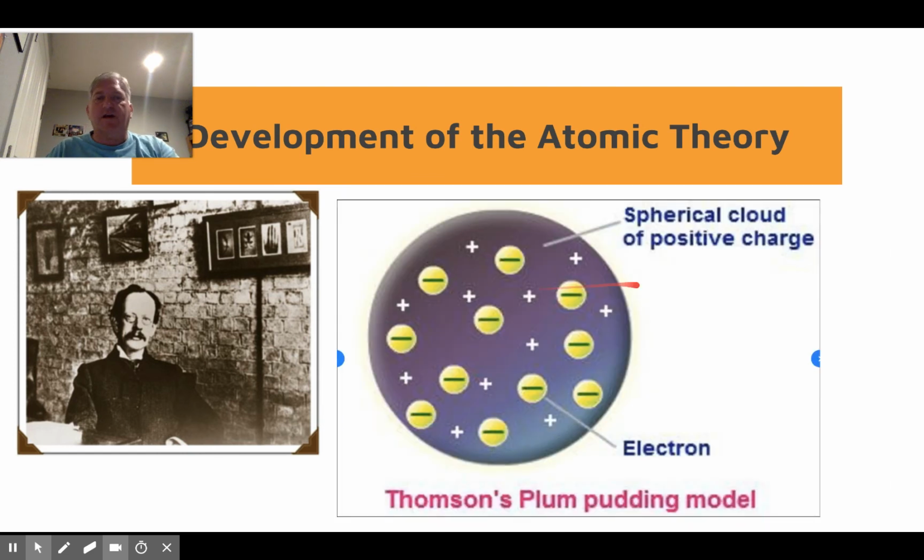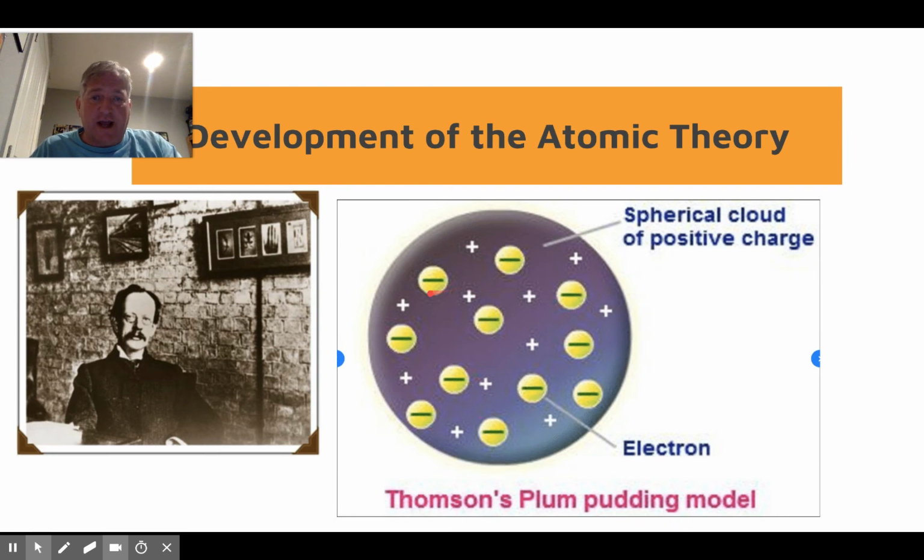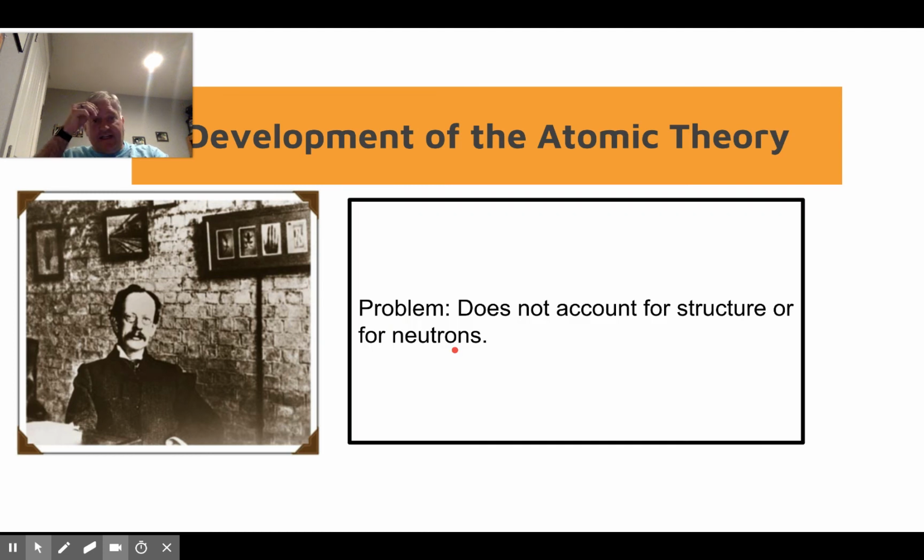And it looks something like this. So here's the pudding, and here's all of the positively charged particles. And in the midst of them are these little negatively charged electrons. They're just kind of hanging out in there, enjoying where they are. His model will hold until about 1897.